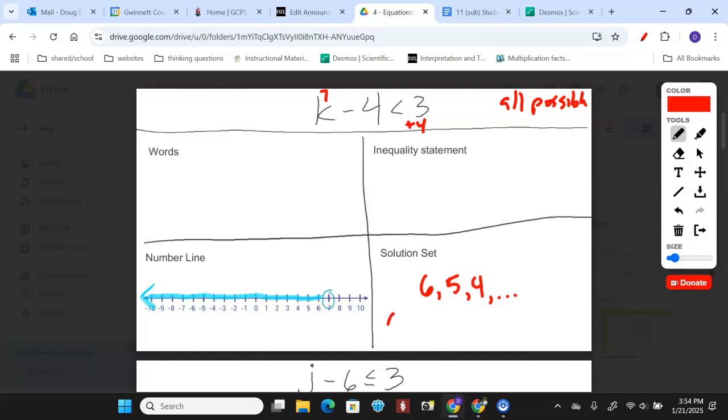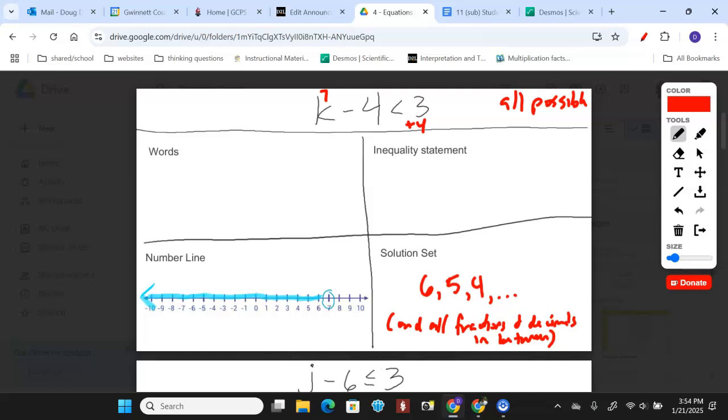So I like to put in parentheses down here "all fractions and decimals in between." I can't possibly write all those numbers, but I can note that I know that they're there. So it's not just 6, 5, and 4, but it's also the numbers in between those that are decimals.